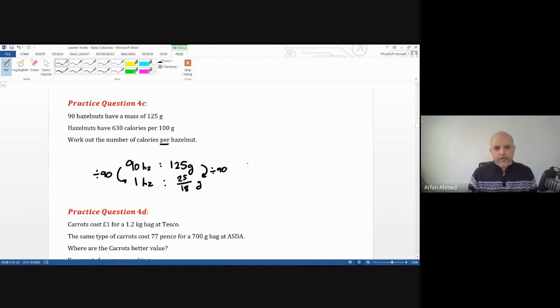Work out how many calories. So we're told that 630 calories represents 100 grams. Well, for 1 hazelnut, we've got that many grams. I tell you what, let's do a stage in between. Let's work out what it is for 1 gram first. Well, we'll have to go from 100 to 1, which is, you have to divide it by 100 on this side. Let's divide that side by 100.